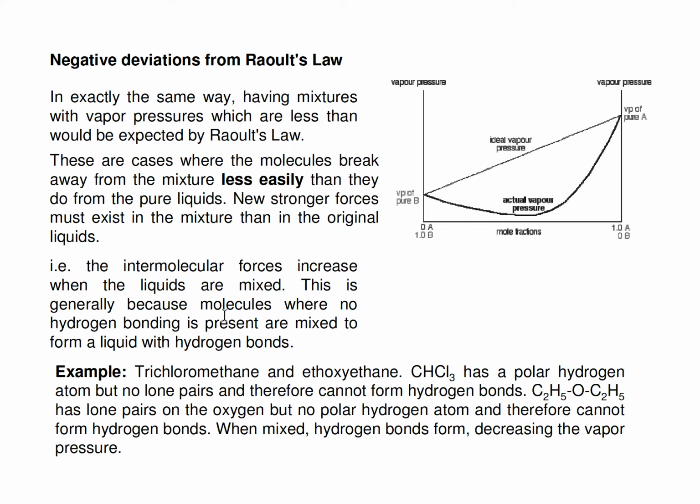For example, the intermolecular forces increase when the liquids are mixed. This is generally because molecules where no hydrogen bonding is present are mixed to form a liquid with hydrogen bonds. For example, we have trichloromethane and acetone. CHCl3 has a polar hydrogen atom but no lone pairs and therefore cannot form hydrogen bonds, as listed down here. Acetone has lone pairs on the oxygen but no polar hydrogen atom and therefore cannot form hydrogen bonds. When mixed, hydrogen bonds form, decreasing the vapor pressure.